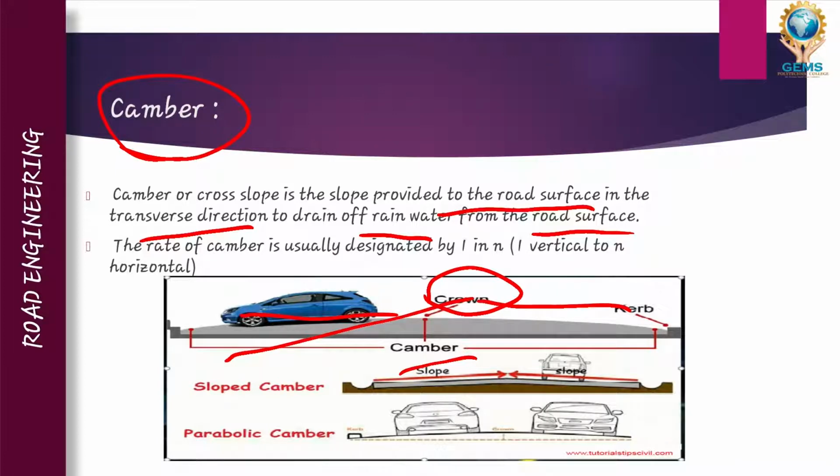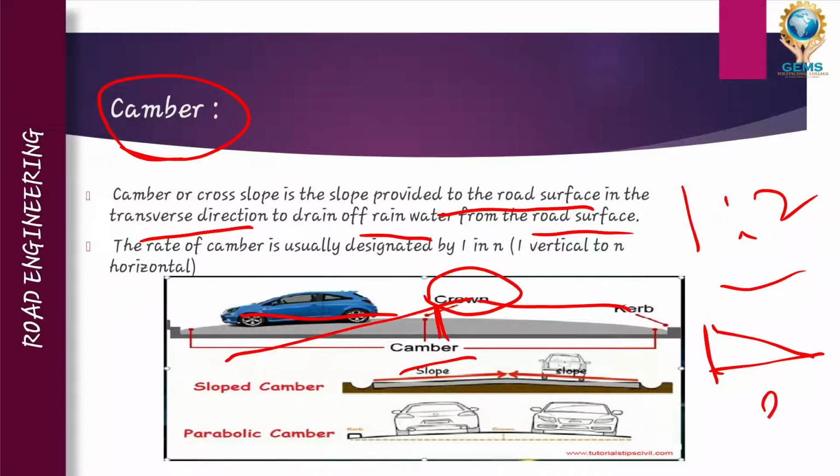The rate of camber is usually designed as 1 in n, that is, in 1 meter length we can give 2 centimeter slope, like that. 1 is vertical and n is horizontal. If this is the length, one will be the vertical and n will be the horizontal.